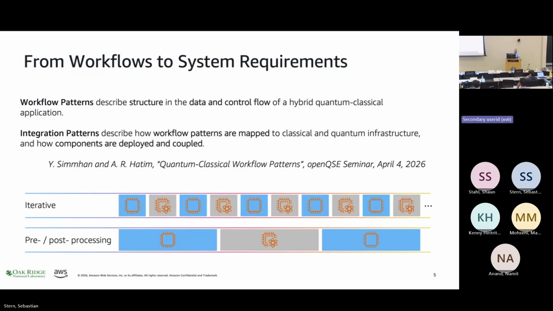So what we want to do in this working group is go from example applications to identify workflows and workflow patterns, and then move on to system requirements. The workflow patterns we are interested in are essentially the sequence of operations that are executed in the quantum classical workflow, and also the data flows. Then we try to map these onto integration patterns that hopefully inform us how these components should be deployed and how they should be coupled.